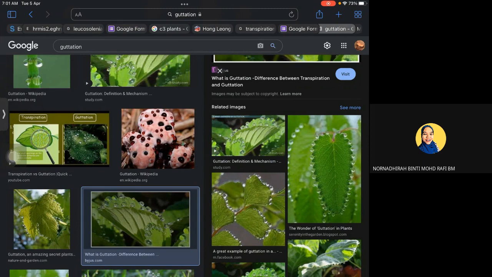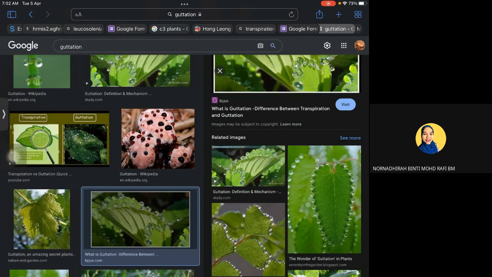Semakin tengah hari semakin tak nampak. Sebab apa? Berlaku evaporation kan. Dah tersejat disebabkan matahari. Tapi disebabkan pada waktu malam tak ada matahari, and then pada waktu pagi matahari tu baru tak terik lagi, tak panas lagi. So kita boleh nampak pengumpulan air. So this is one because of the root pressure.